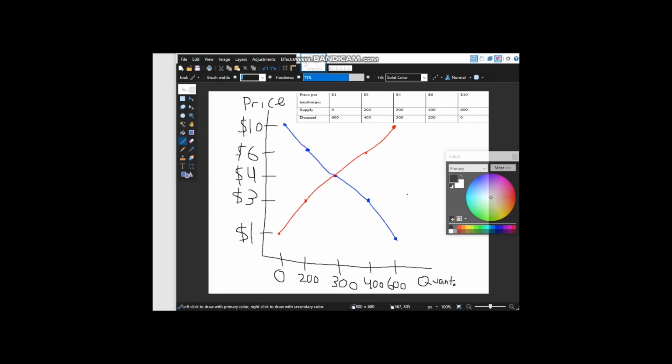I'm going to be showing how to graph and solve the supply and demand problem shown in my paper. I have the table right here, and I have already graphed it. It would take a decently long time to graph it, and I'd go over the time limit.